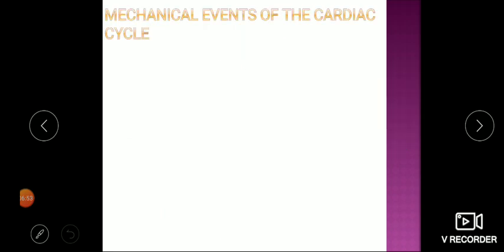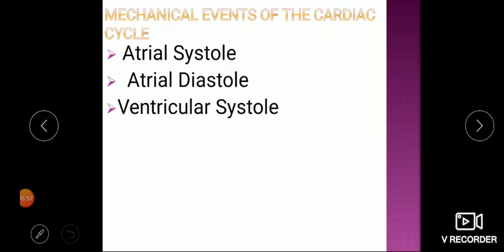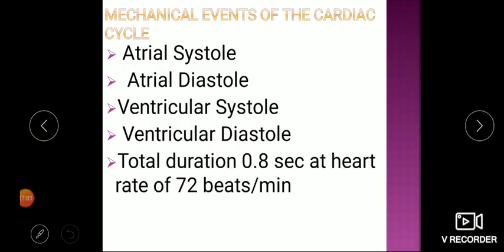So mechanical events in the cardiac cycle are basically atrial systole, atrial diastole, after that ventricular systole and ventricular diastole. Total duration is 0.8 seconds at a heart rate of 72 beats per minute. Mind well, this is very, very important. If this heart rate changes, this will again change.